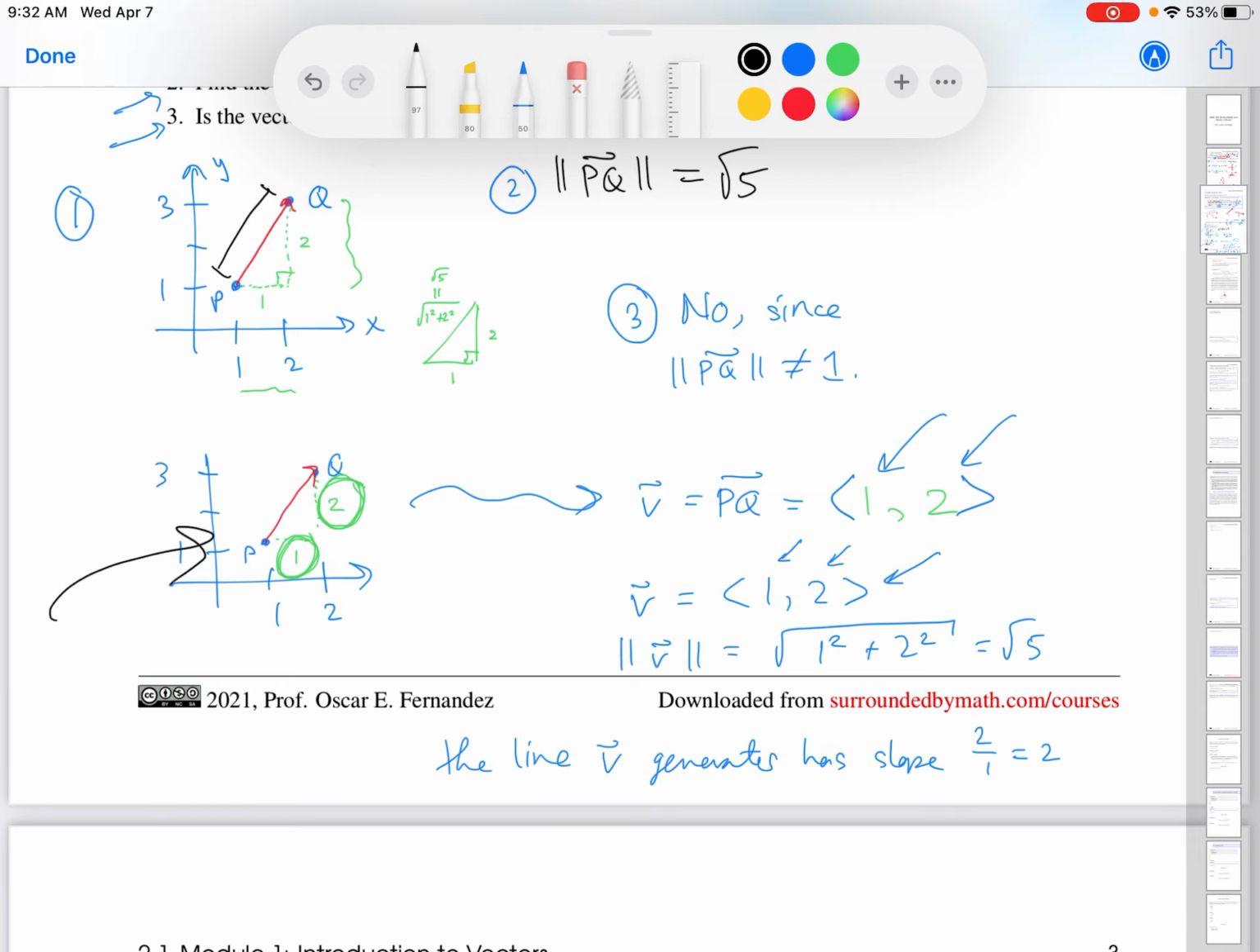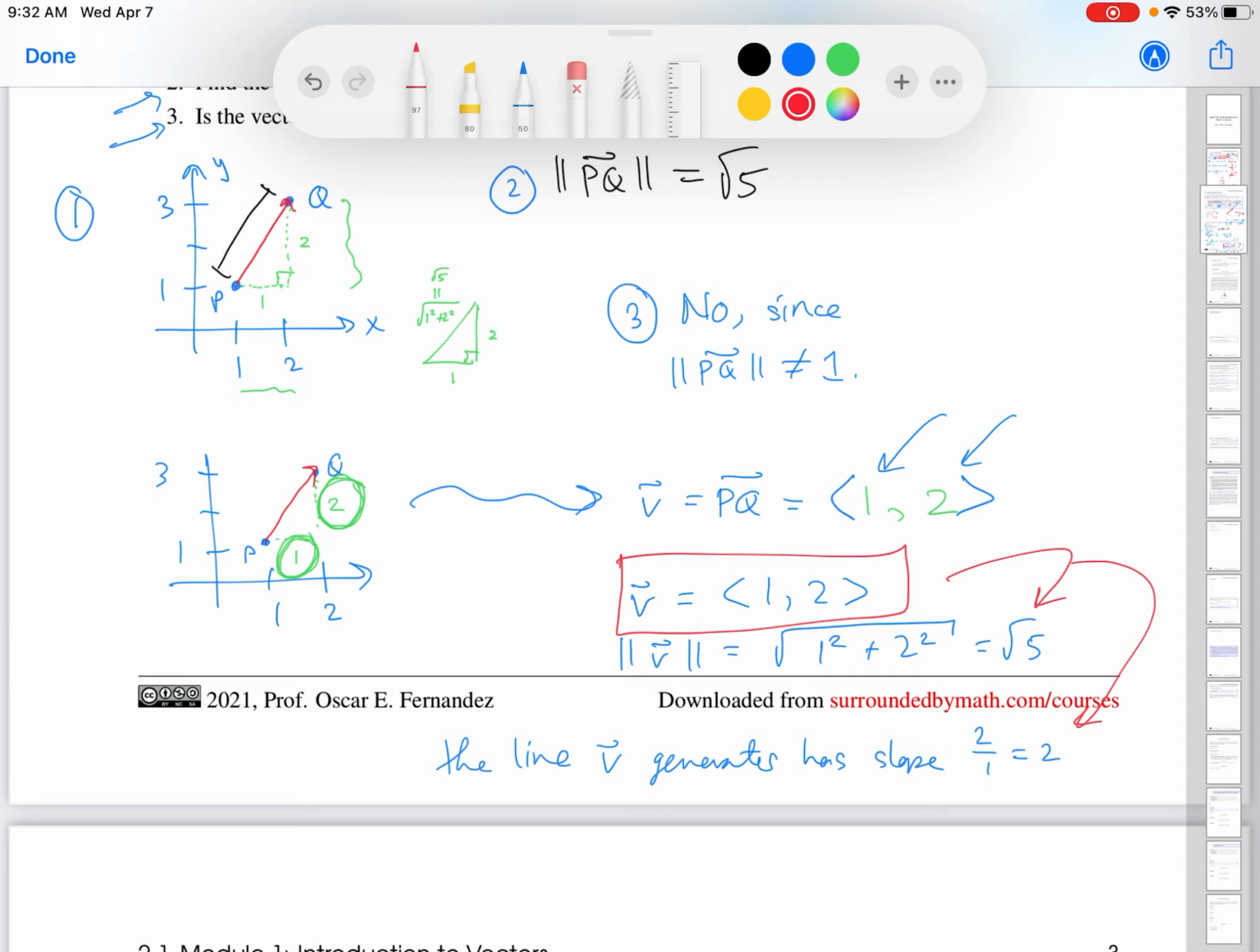We can see that from this picture, but we can also see that without needing a picture, from just the components. Remembering again that this is the y component, this is the x component, and slope is rise over run. So in other words, by giving you just the component form of the vector, you can extract the magnitude and the direction of the vector. And as we said in the first definition, two vectors are equal if they have the same magnitude and direction. So this is somewhat amazing.